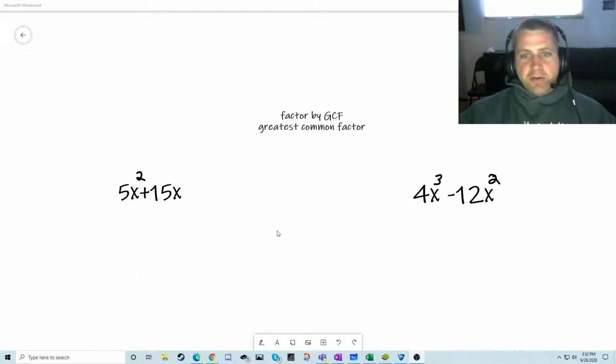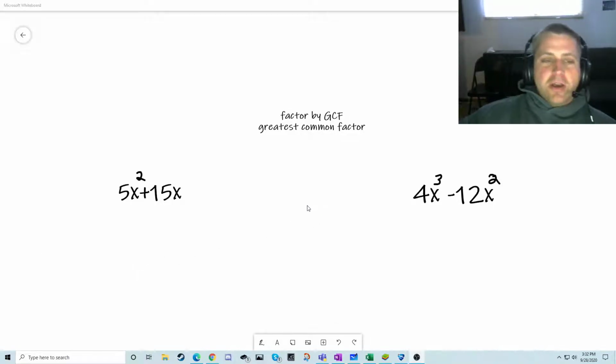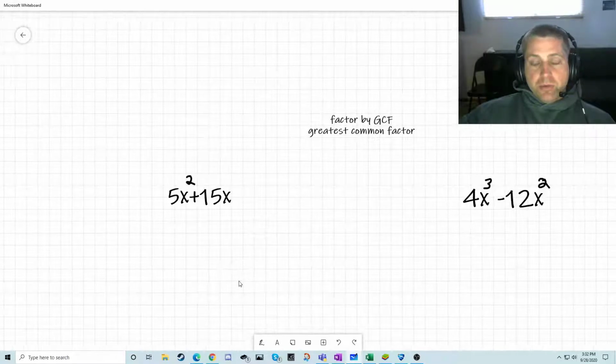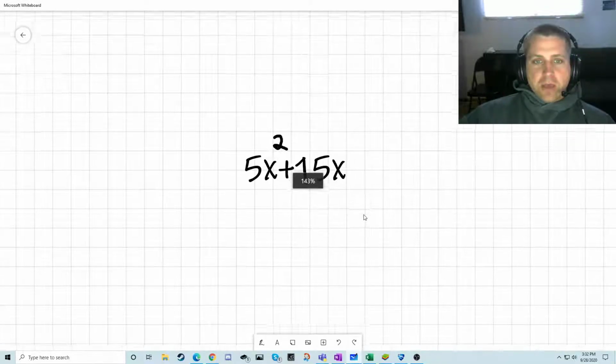Hey class, we're talking about factoring by GCF, or the greatest common factor. It's always the first thing you look for when you factor, and it's a really important skill for Algebra 2. So this is the first one to look at.